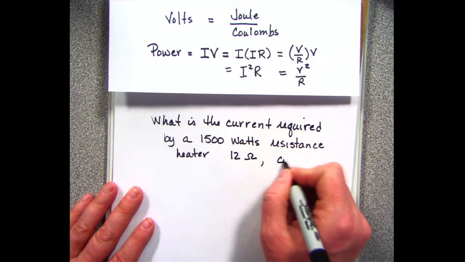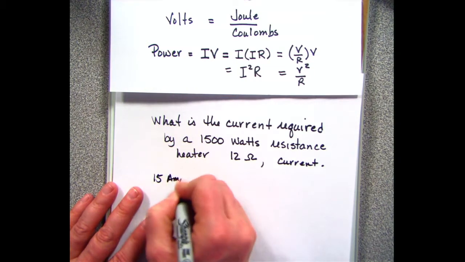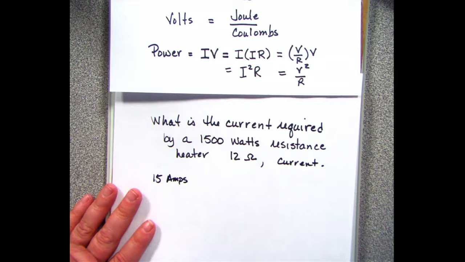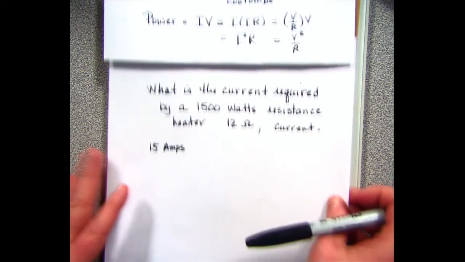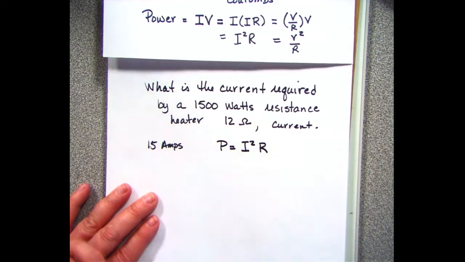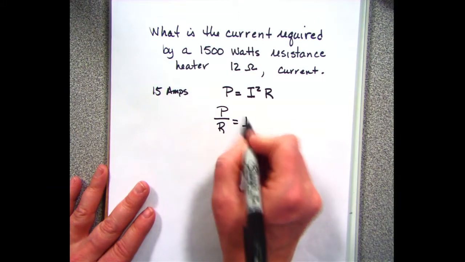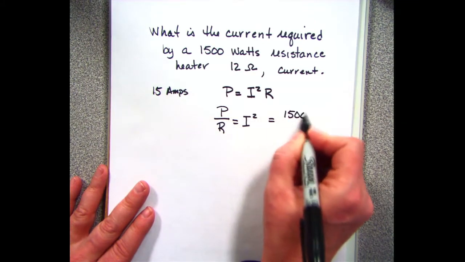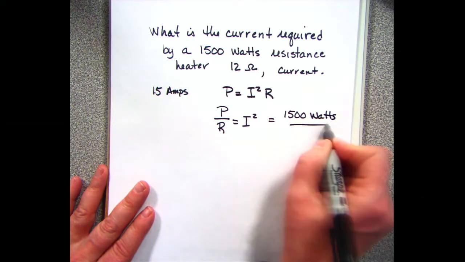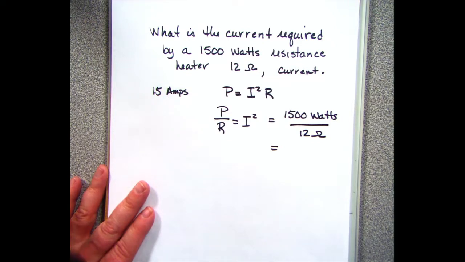So power is going to equal I squared R, because we just did that. Power divided by R is going to give me I squared. So if I put in my 1,500 watts divided by my 12 ohms, and that's not the problem I put in my notes, so that's why we have to get the calculator out, that's 125, but that's I squared. So this is 125 amps squared.